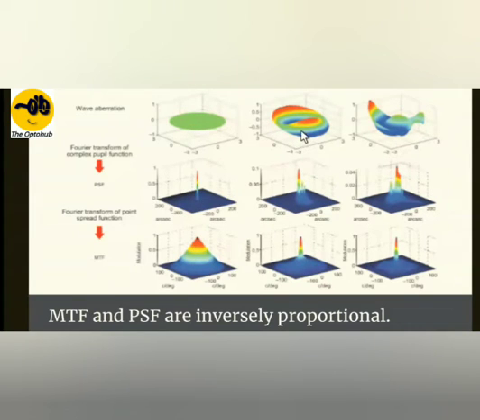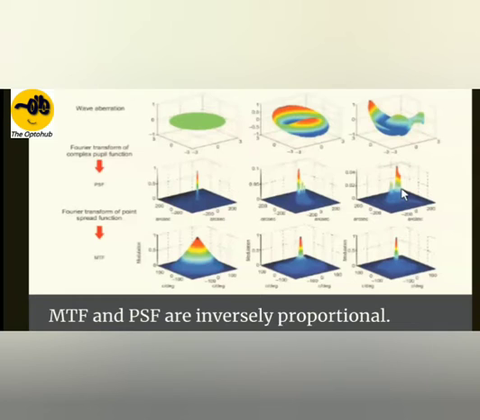In the second one, if you can see, they have got some vertical coma over here. So the PSF is not a thin line in the center, but it is spread. On the other hand, the modulation transfer function has shrunk. In the third one, the PSF has spread a lot and the MTF has shrunk a lot.